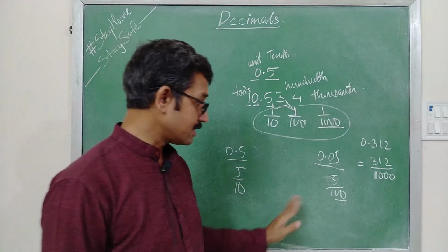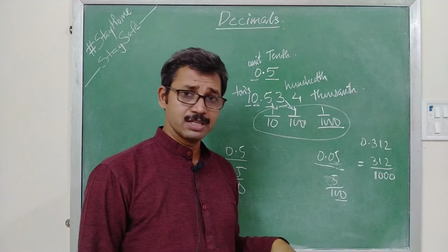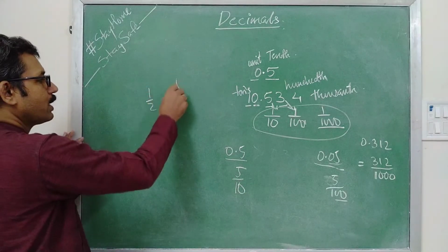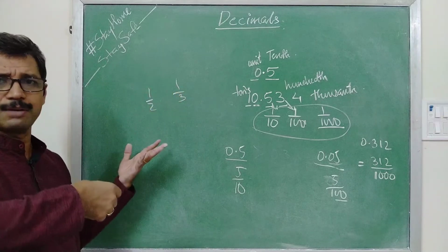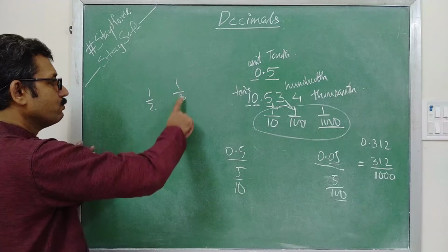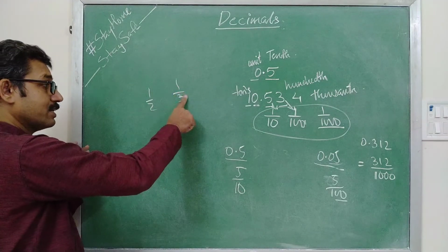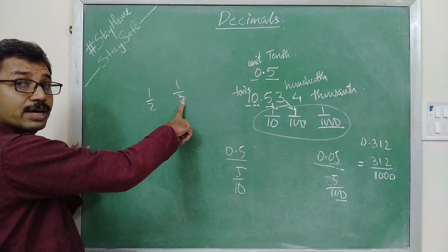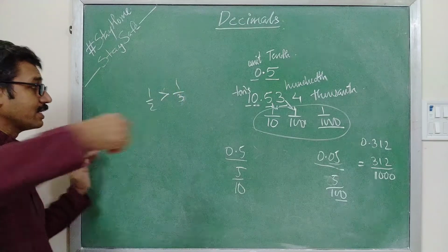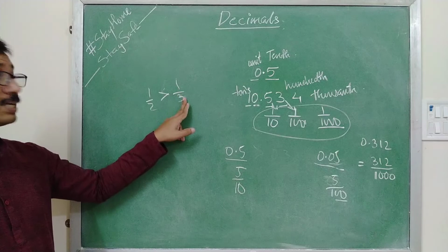Understand? As the denominator is greater, the fraction becomes smaller. For example, 1 upon 2 and 1 upon 3. We learned this comparison. In this case 2, here 3. Numerator is same. So whichever fraction's denominator is greater, that will be the smaller fraction. So in this case 1 upon 2 is greater than 1 upon 3. That is, 1 upon 3 is smaller.